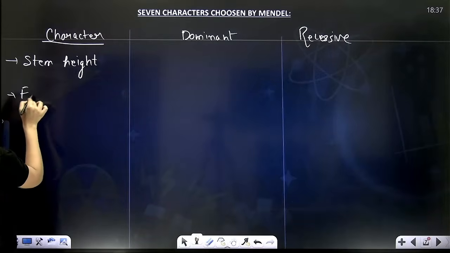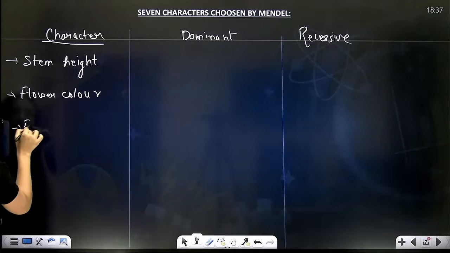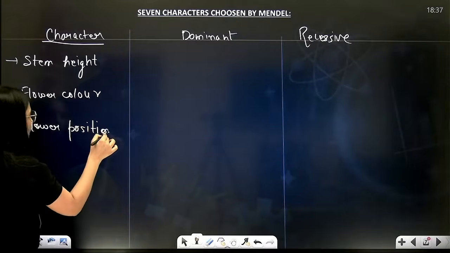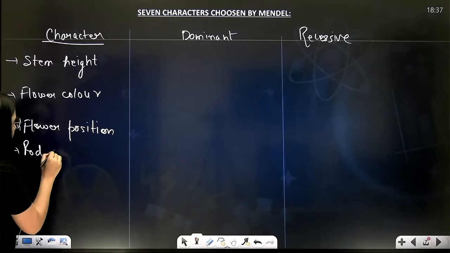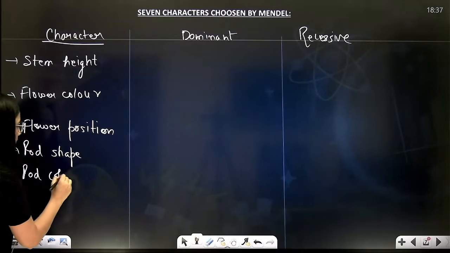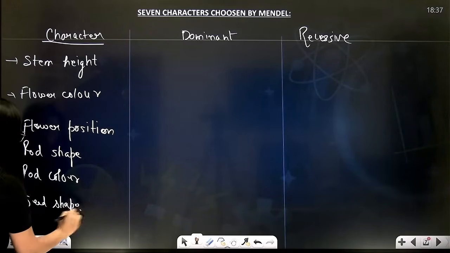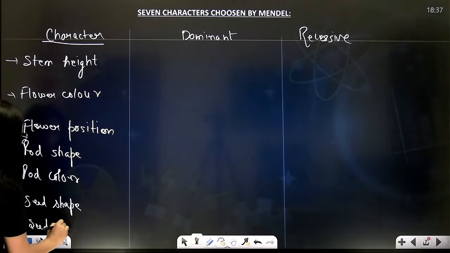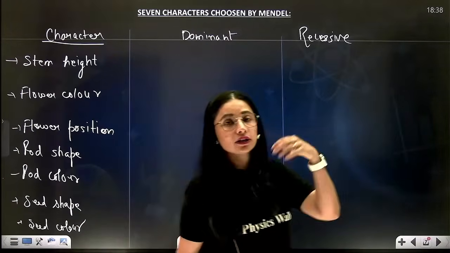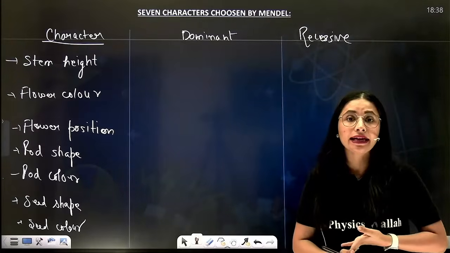Then, flower color was the second character. Then, flower position, whether it is axillary or terminal. Then, pod shape. Pod is the fruit. Pod color. Then within pod there are seeds. So seed shape and seed color. So these were the 7: 1, 2, 3, 4, 5, 6, 7. These were the 7 characters chosen by Mendel to start his work of hybridization in the year 1856.